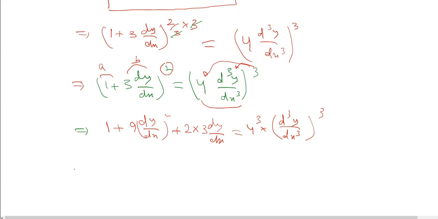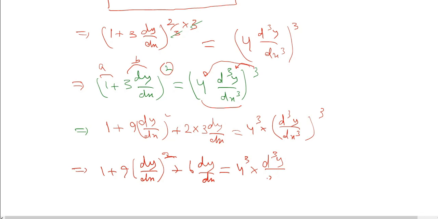Now see here, what we get finally is 1 plus 9 dy by dx square plus 2 into 3, which is 6 dy by dx, is equal to 4 cube times d cube y by dx cube power 3. Let it stay like this, we don't care. Now here you can see the terms dy by dx and d cube y by dx cube are independent, right? So condition 2 is satisfied. Also here the derivative power is 2, which is an integer. Here the power is 3, which is again an integer. So the first condition is satisfied too.